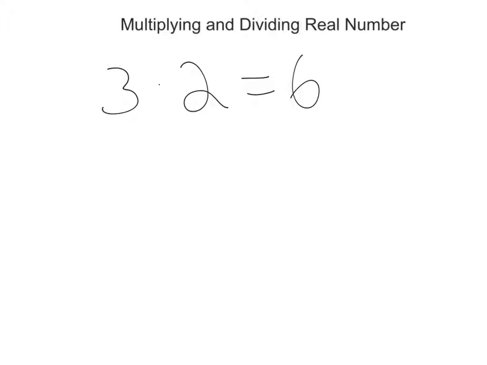Division, you're going to want to write it in fraction form. So for instance, 6 divided by 3 equals 2. So that's straightforward multiplying and dividing of real numbers. Negative numbers add a slight twist.